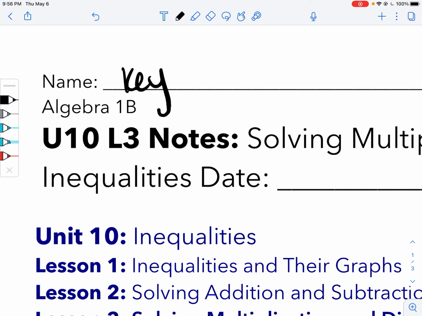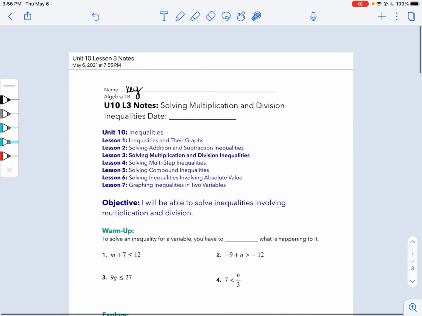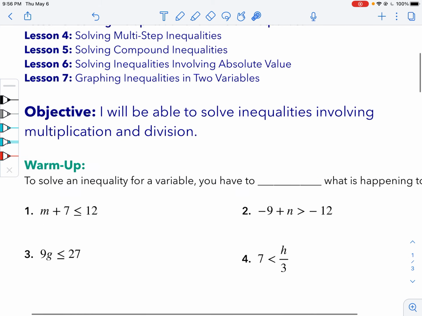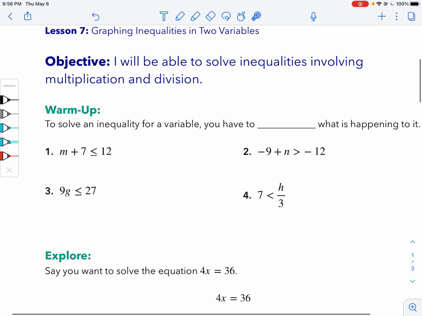Hey guys, welcome to your Unit 10 Lesson 3 notes on solving with multiplication and division. That is, solving inequalities with multiplication and division. And watch me attempt to make the shortest notes video ever. By the end of the day, you will be able to solve inequalities with multiplication and division.